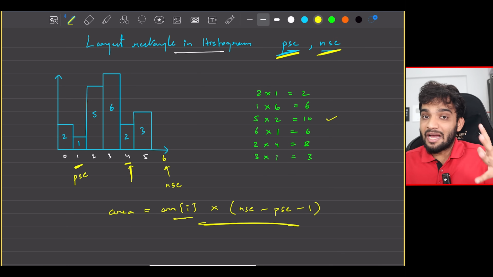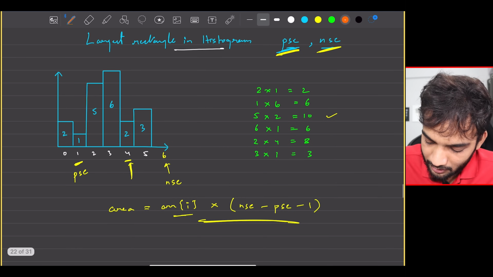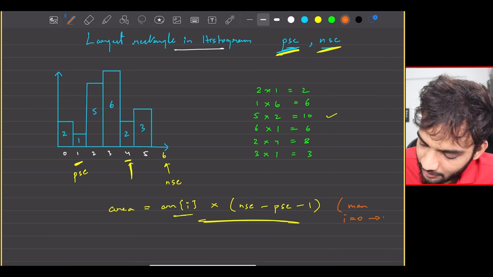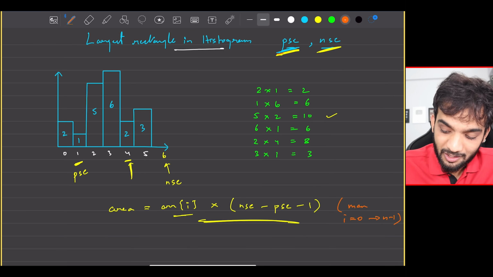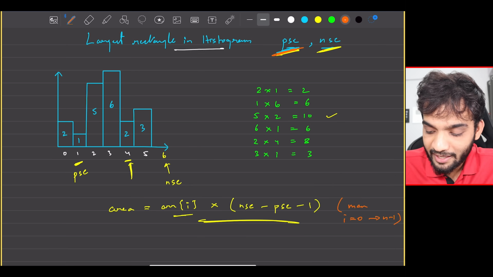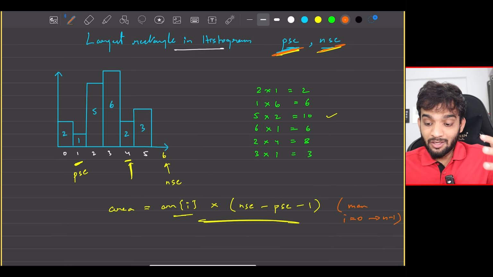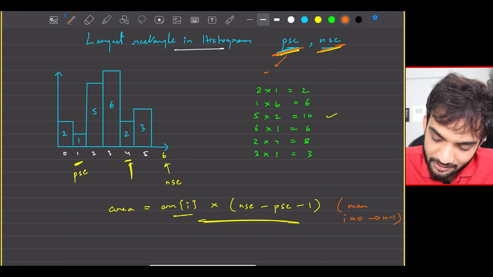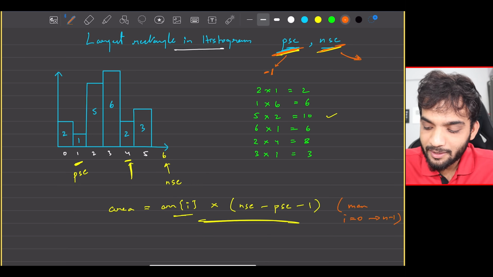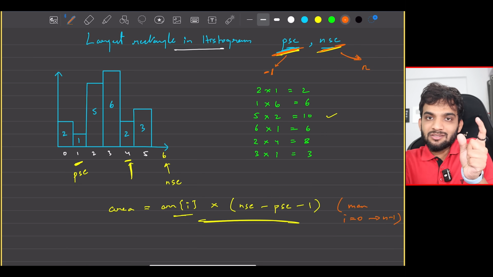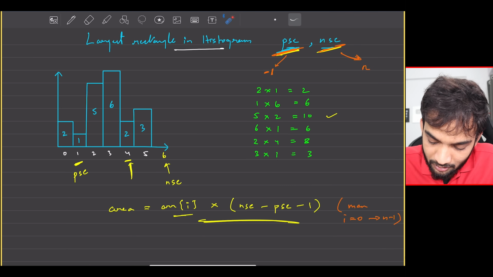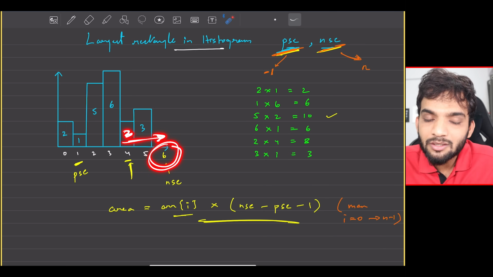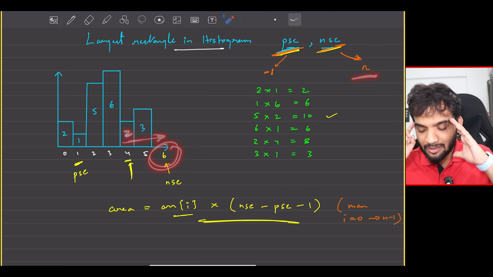So if I can get it for every ith block, I can easily figure out the max from I equal to 0 till n minus 1. All I need is the previous smaller element, which I know how to find. All I need is the next smaller element. Remember, if there is no previous smaller element, please assign minus 1. And if there is no next smaller element, please assign the size of the array, which is n. So if you see, for this particular 2, I didn't have a next smaller element, so I assigned 6, which is typically n. Just keep that in mind.